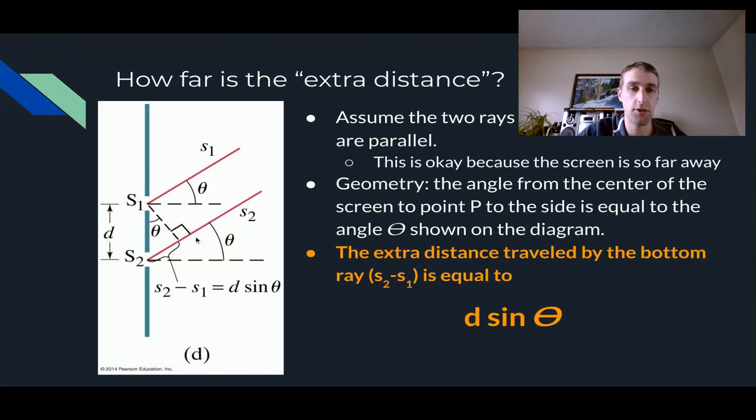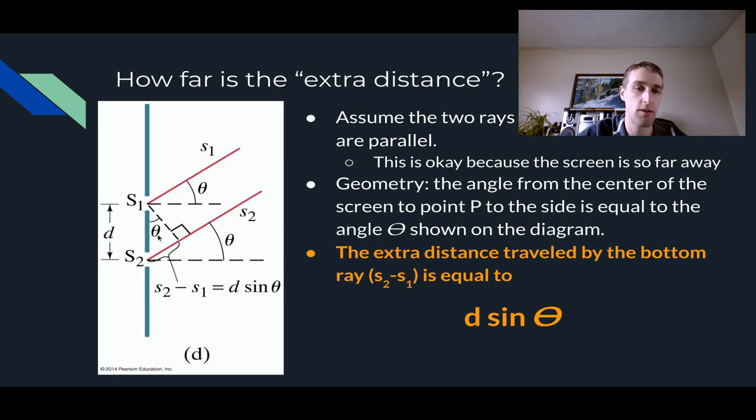Next, if we zoom in on those two rays, the screen is so far away that these two rays look like they're parallel to us, and we can assume they're parallel. Theta, remember, is the angle to the screen. So we want to find this additional distance down here. First of all, you can do a little bit of geometry to prove that when we look at the little triangle created by that extra distance, this angle theta is the same as this angle theta over here.